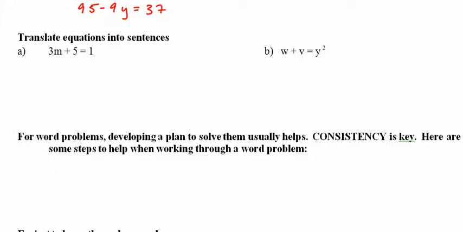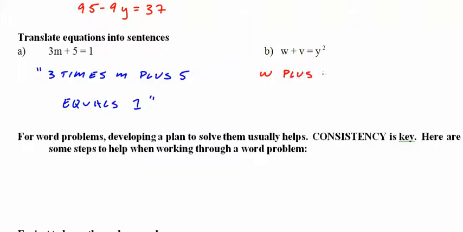Translate these equations into sentences. Let's go backwards, which is what math always does. One way then the other to see if you've got it. 3 times m plus 5 equals 1. W plus V equals the square of y.